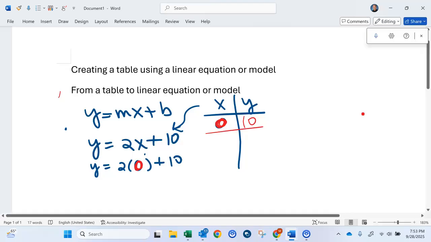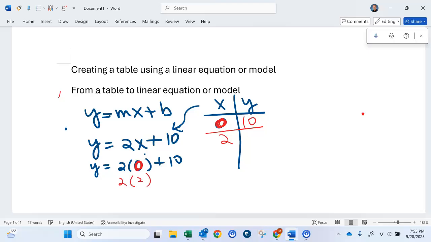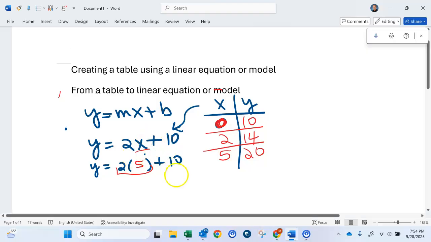Let's say we do something, for example, like a 2 for our x. Then we get 2 times 2, putting it in here, plus 10, and what is that? That's 4 plus 10, that's 14. And I'll do one more value. Let's say I put in a 5 for the x. I would get 2 times 5, which is 10, 10 plus 10, which is 20. So all I'm doing is taking values of x from this column and substituting them in for x to get the value of y. So hopefully that's something that you understand.